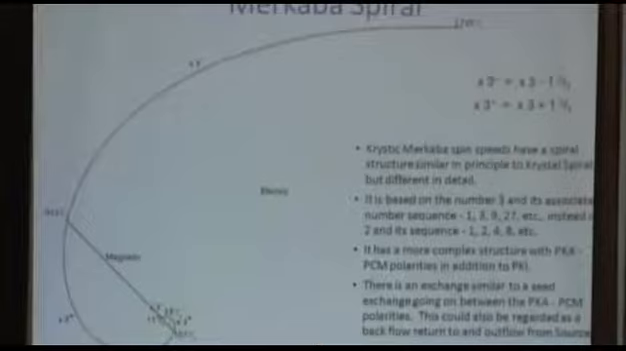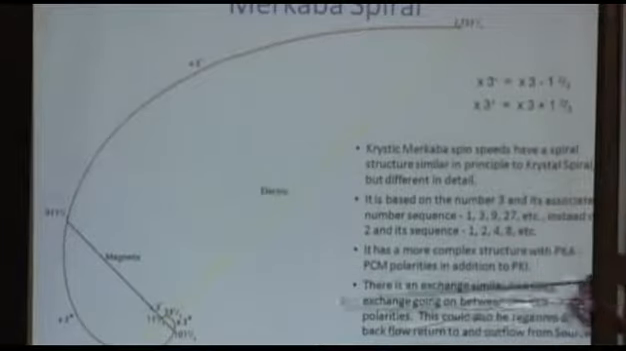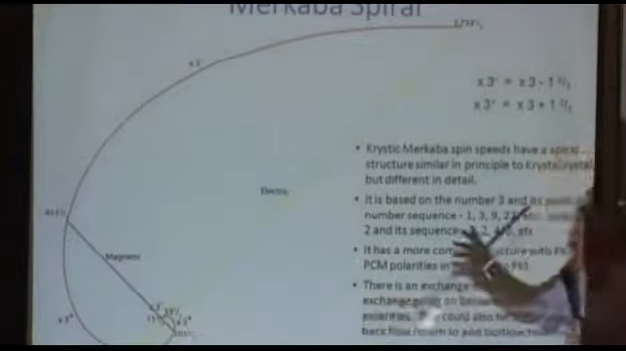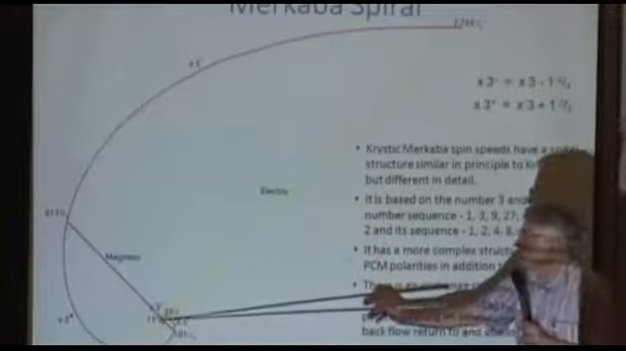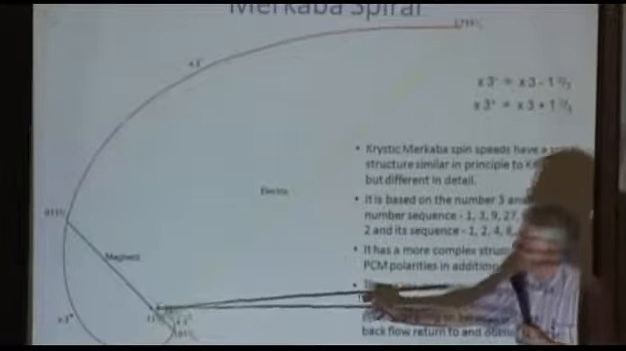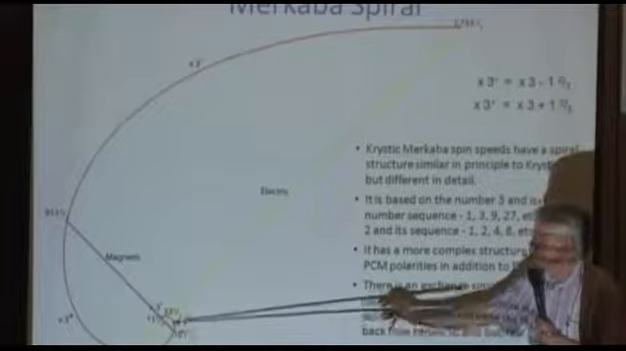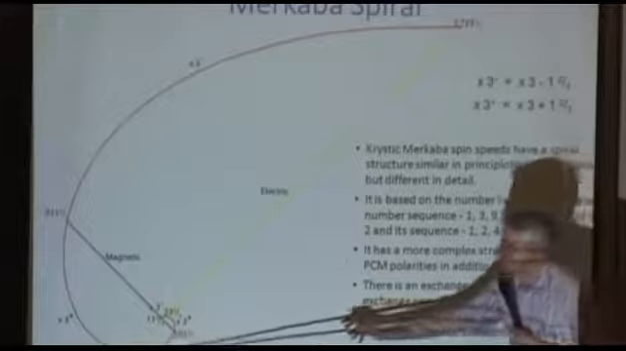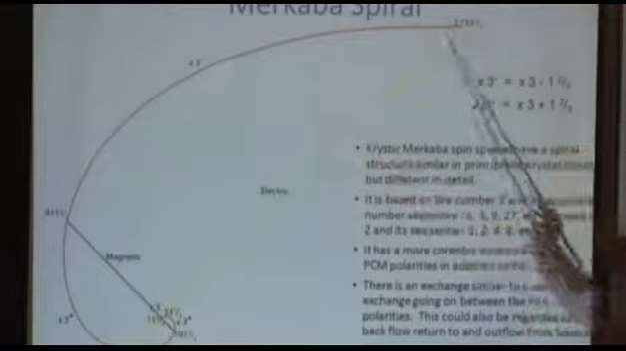Now, this leads us on to what's referred to here as the Merkaba spiral. If we plot the Merkaba spin speeds in spiral form, in a completely geometrical spiral, we do get a spiral. So we start out at 11 2/3 magnetic, multiply by 3 to get 33 1/3 electrical, and then move up to 101 2/3 magnetic, then up to 303 1/3 electrical, 911 2/3 magnetic, and so on.